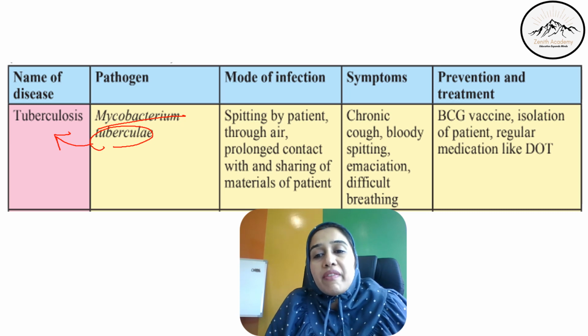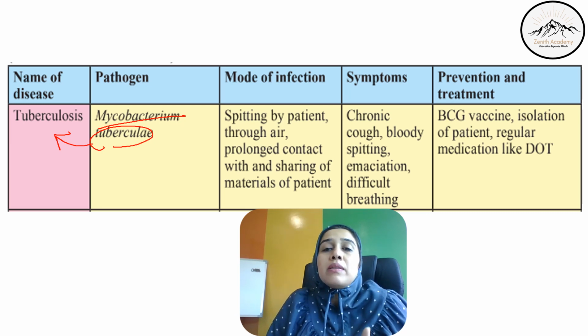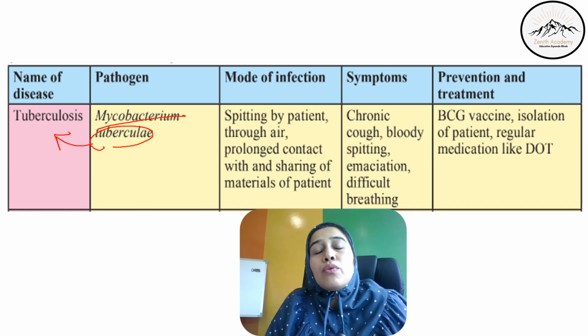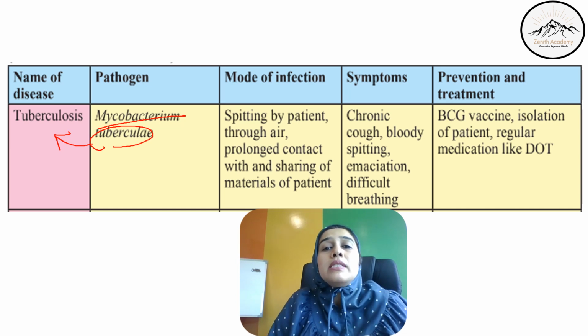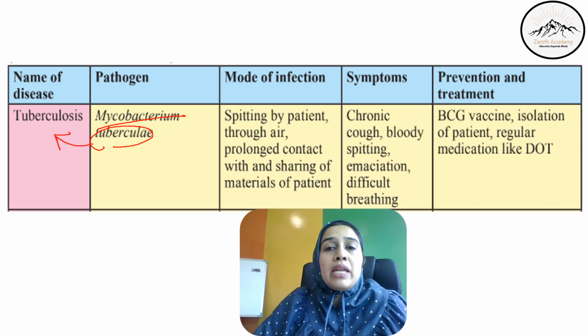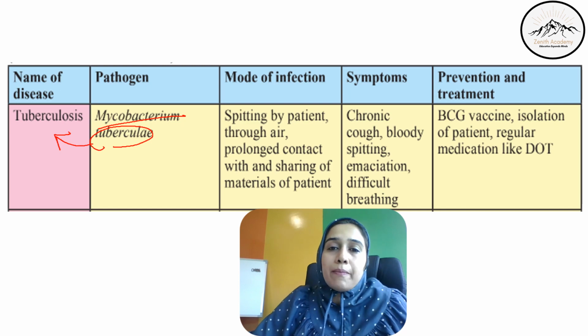Also, the preventive measures and treatment, like the BCG vaccine. This vaccine is a preventive measure and is given to all newborns when they are born in the hospital itself. Another preventive measure is isolation of that patient along with medication. DOTS is a tuberculosis medication, and nowadays it is provided free of cost in many government centers.